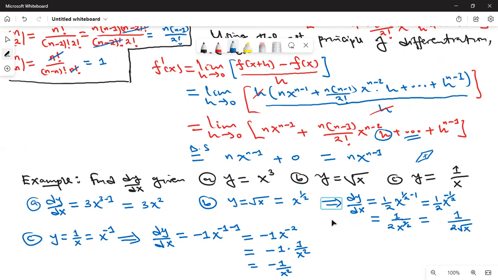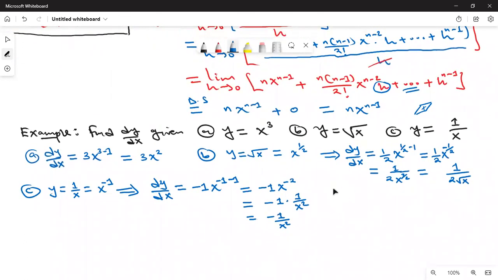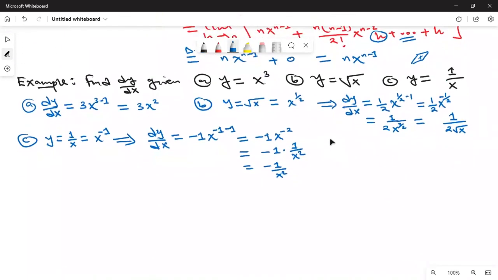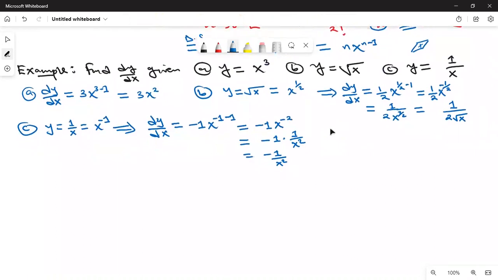So this is all about power rule. I told you the power can be a real number, any real number. It can be positive, it can be negative, or it can be 0. So maybe I can give you another one where the power is 0. And you see, when the power is 0, then it is a constant.